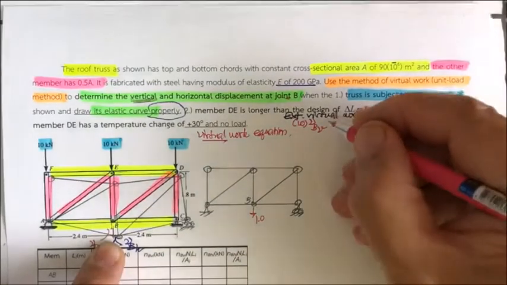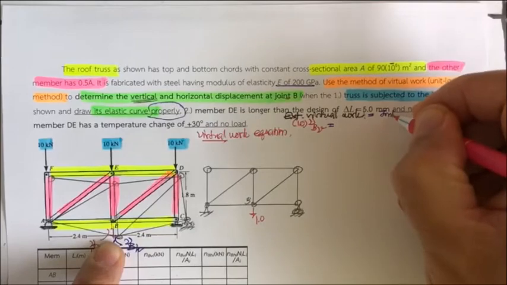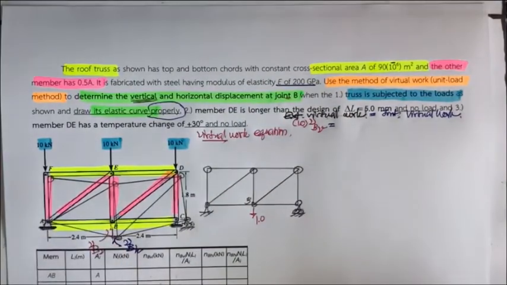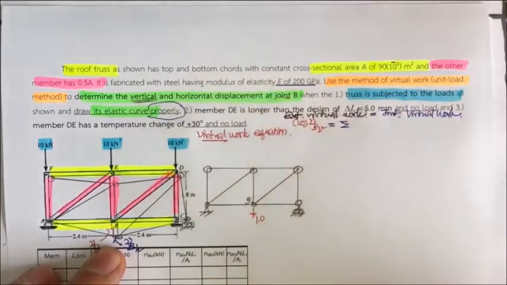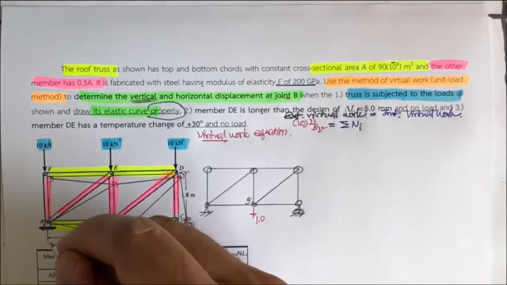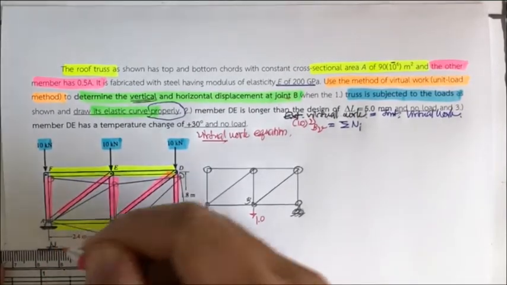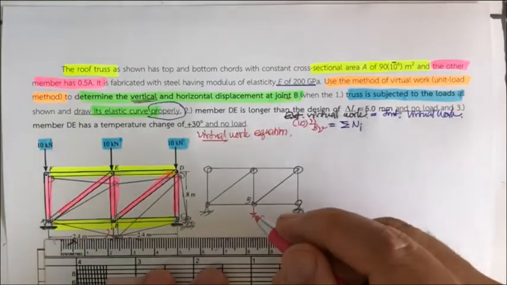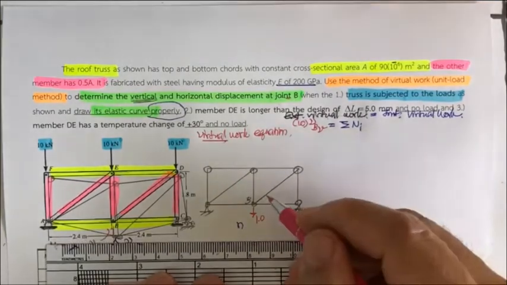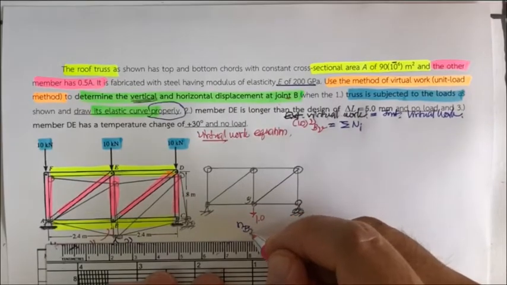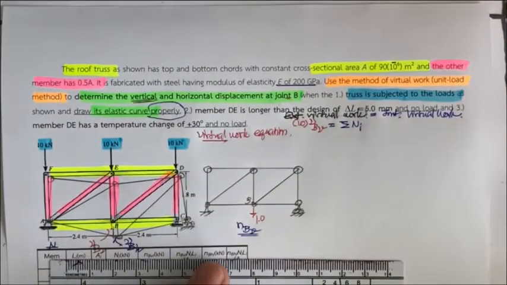And this is going to be equal to the internal virtual work. The internal virtual work was derived previously, and we know that it is going to be the summation of the force due to the applied load here. This is used to determine the internal force due to the applied loads. Then under the unit load, you get what is called the normal force in the members subjected to the force at B in the vertical direction. So this one will provide the normal force.